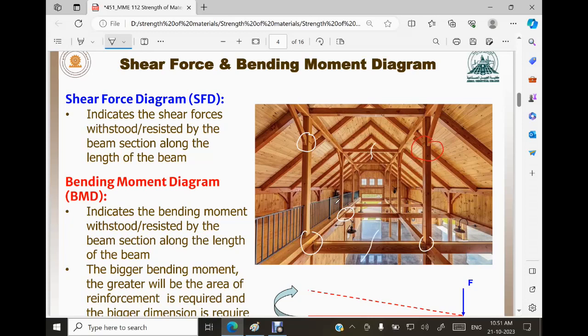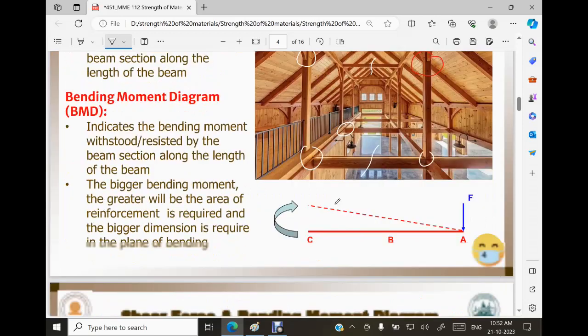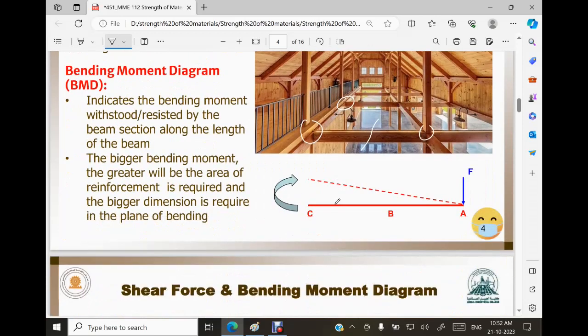Say, shear force diagram. It indicates what? It indicates the shear forces withstood or resisted by the beam along the length of the beam. Bending moment we already said. Okay. Now let's go to the next one.